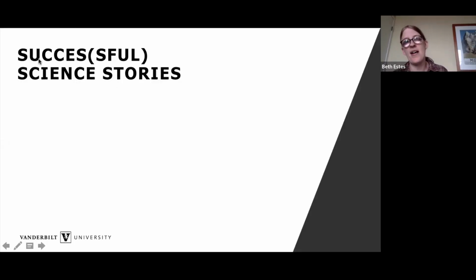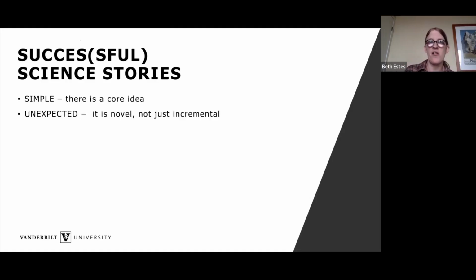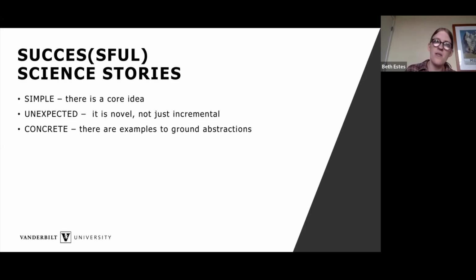And the model is actually without the last S, which bothers me. But anyway, we'll just try to move on from that. So successful stories are simple. There is a core idea in the story, a very centralized main point you're trying to make or discover. Successful stories are unexpected. So there's something interesting about what you're doing that isn't just the obvious next thing for people to research. It's an angle that other people haven't really thought about in the past.